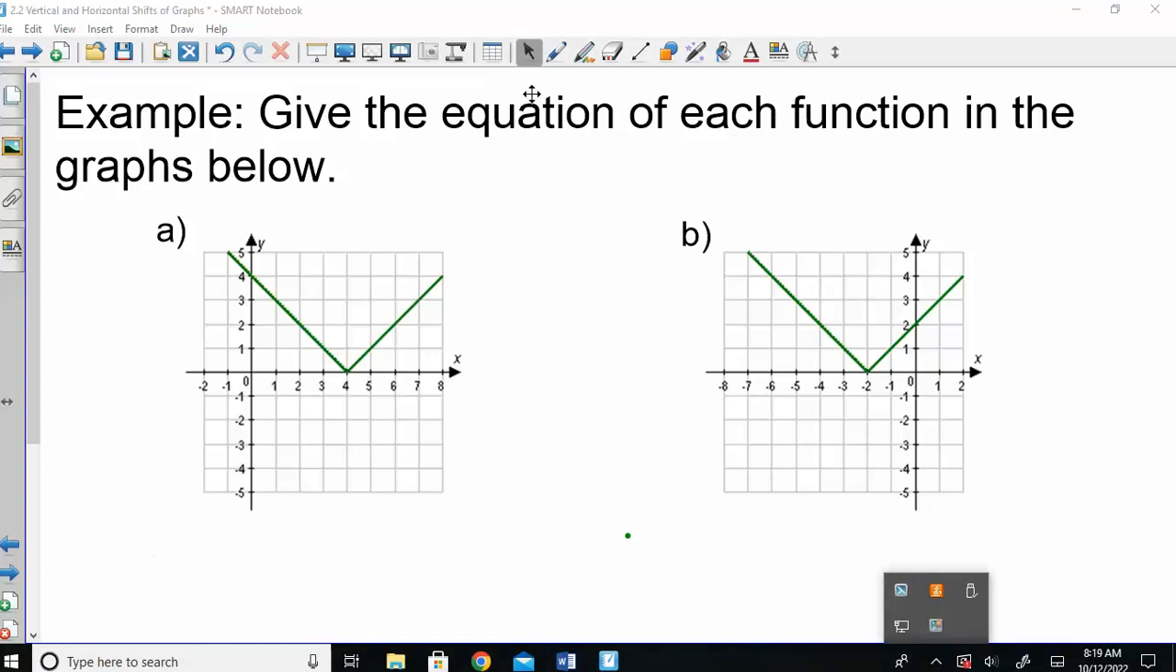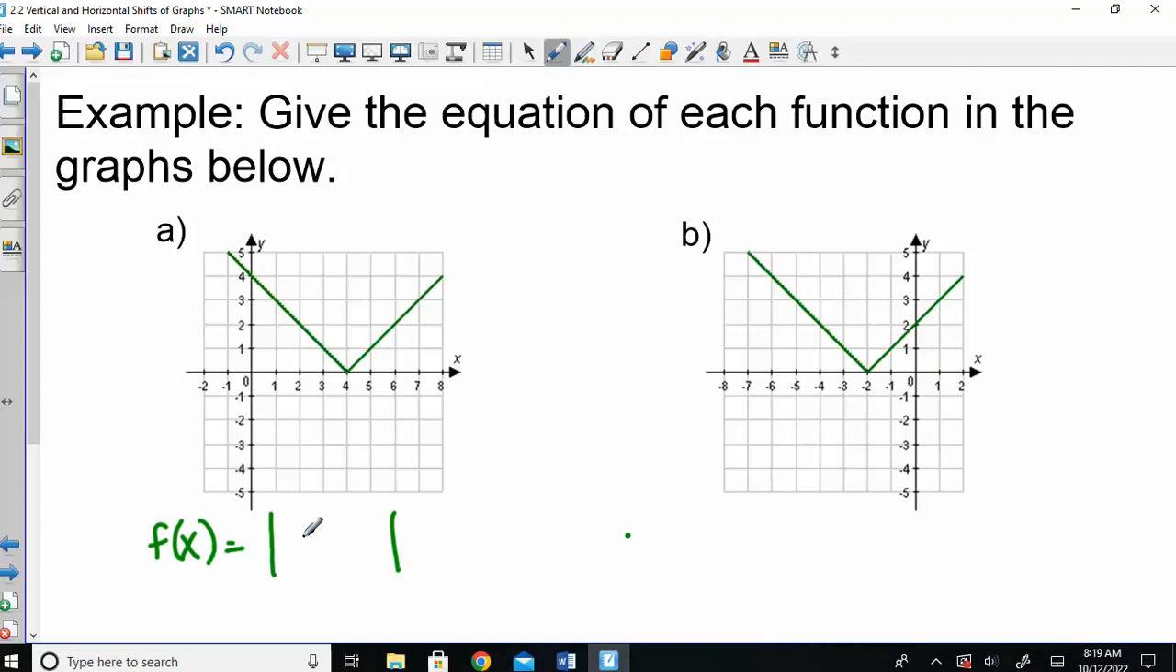Absolute value. This one moved to the right 4. So left and right changes x. If you moved right, you had to subtract. So that's absolute value of x minus 4.